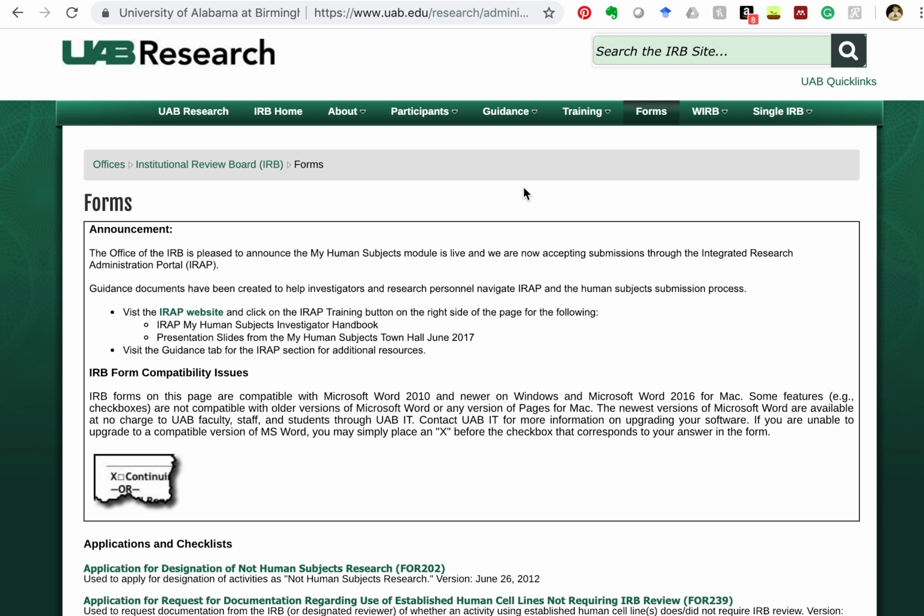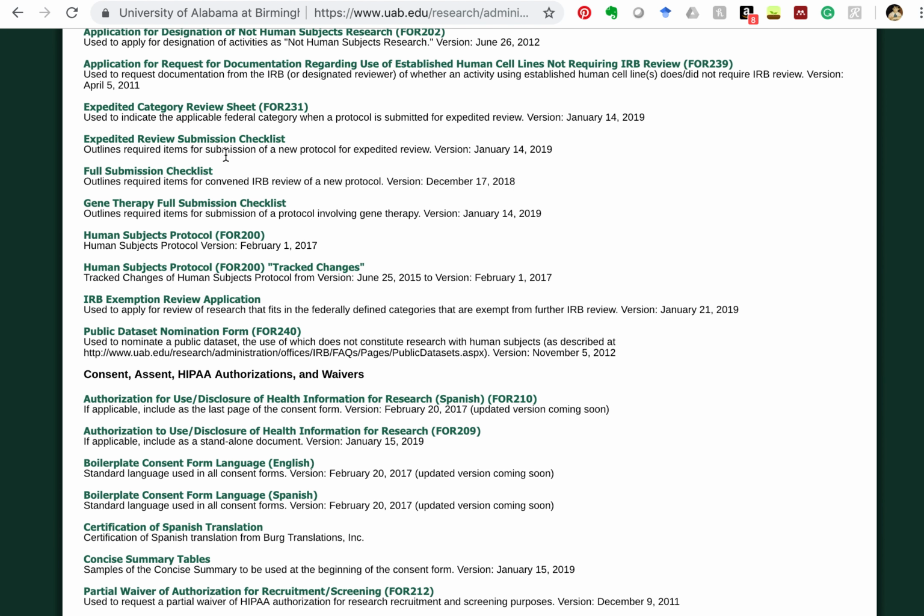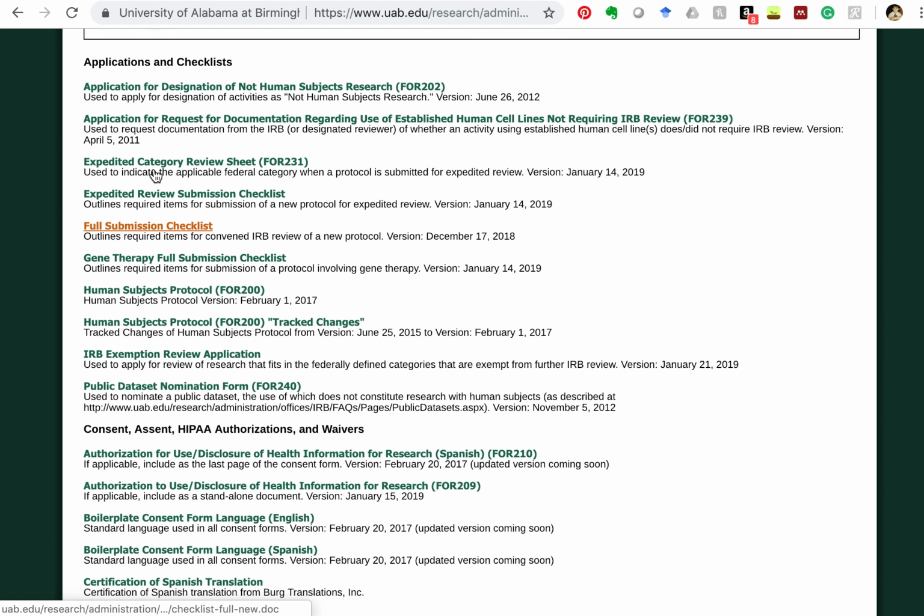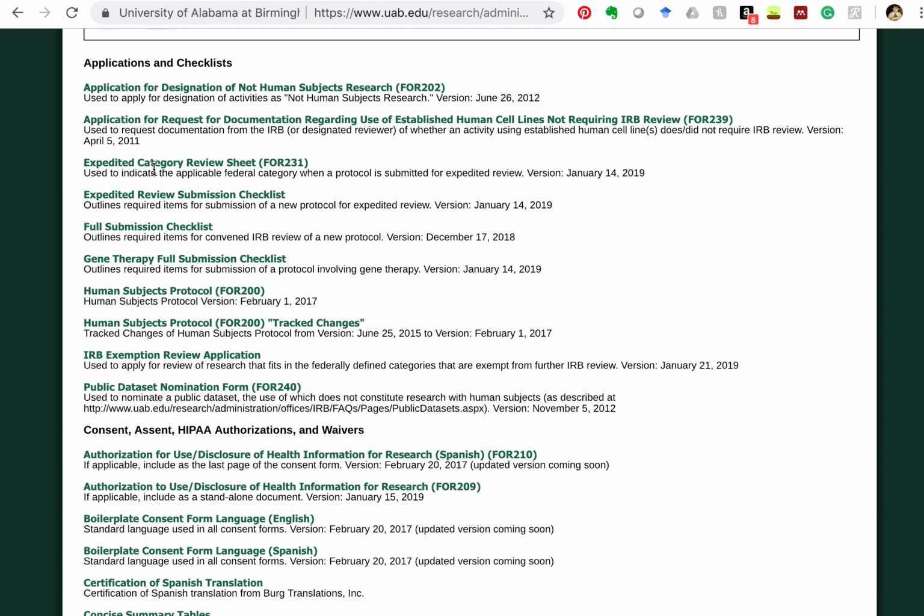The types of projects that we look at at UAB as of today, it could change next semester with the new revised Common Rule. But as of today, what we look at is exempt review. And you can see these different forms here: expedited, exempt. There is the exempt review, there is the expedited review, and there is full review.